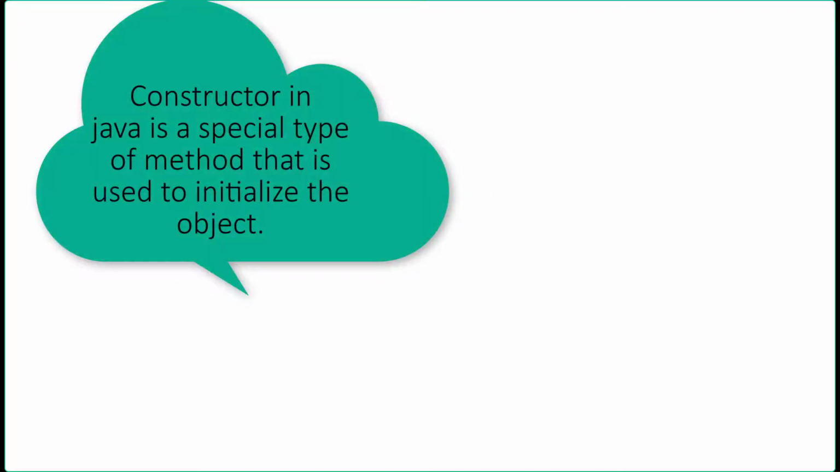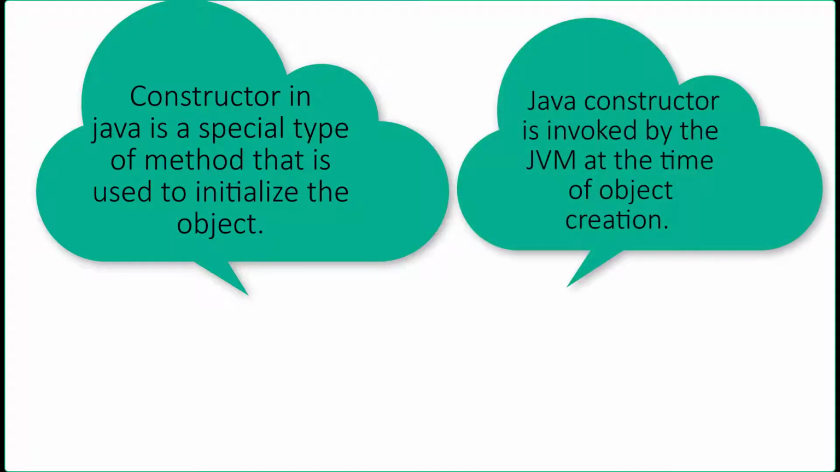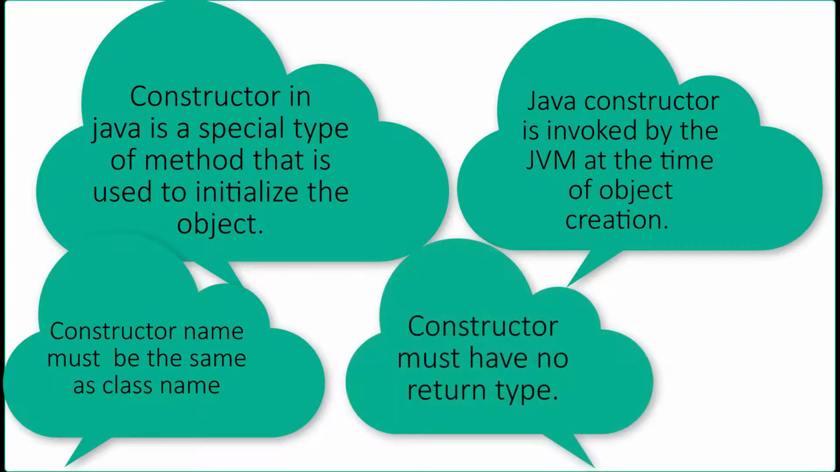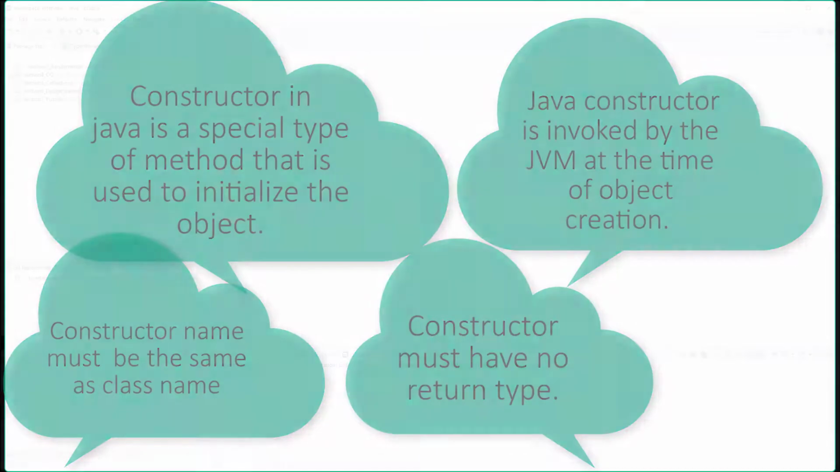A constructor in Java is a special type of method that is used to initialize the object. A Java constructor is invoked by the JVM at the time of object creation. The rules for defining a constructor are very simple. The constructor name must be the same as its class name, and a constructor must have no explicit return type. Basically, there are two types of constructors: the default constructor and the parameterized constructor, which is a constructor with arguments.